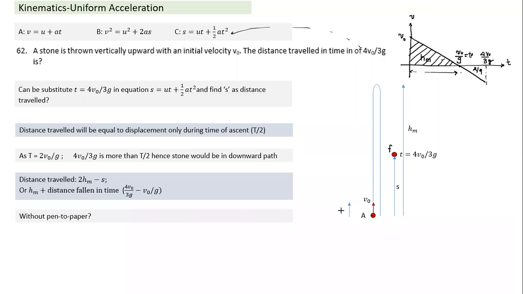So if I have to calculate displacement, it becomes this area minus this area. If I have to calculate the distance traveled, it is equal to this area plus this area. So that will become H max plus 1 by 9. So I hope all are clear. There are different ways of solving. I hope all methods are clear. Samhita?